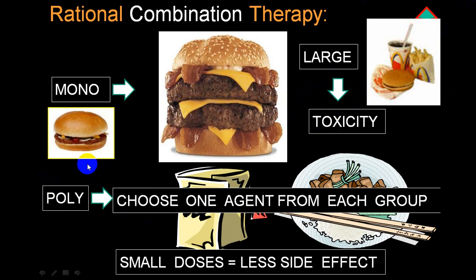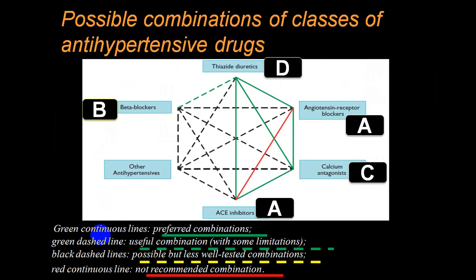In poly, you can use small doses of multiple different agents acting at different levels, so you get the best effect. This is the way they say: choose one agent from each group. With small doses, chances of side effects and toxicity are minimal. This is the best way of combining. Polytherapy is always better than monotherapy, but initially in grade 1 and early stage, monotherapy is better.